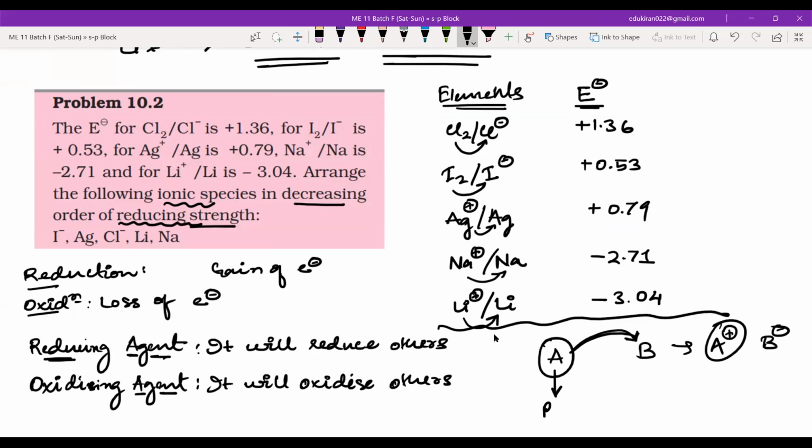What happened with A? This is our reducing agent. What happened to A? It got oxidized. Yes or no, guys? Yes, sir.